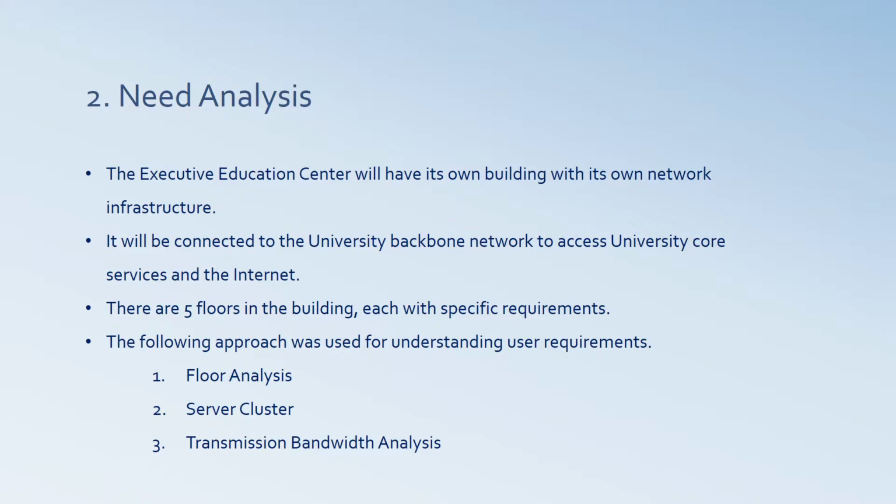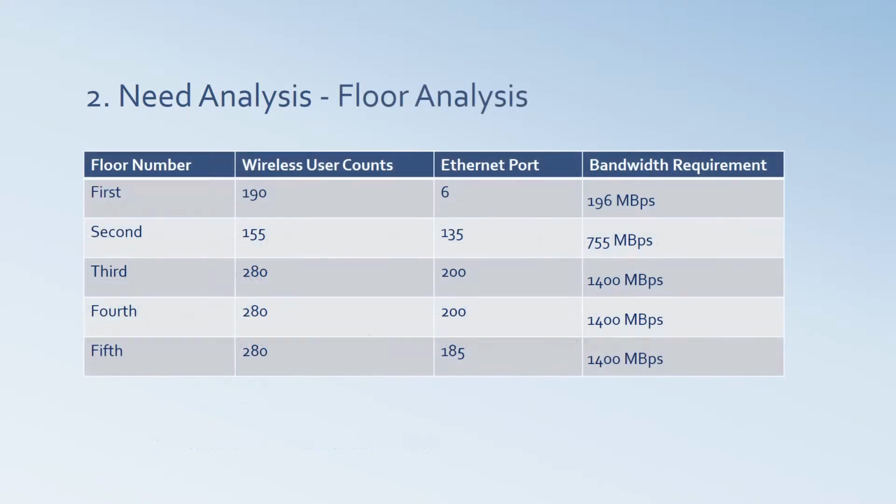As I mentioned earlier, there are 5 floors in the building with specific requirements for each floor. As we understand, the core for this particular building would be connected to the university backbone network, and that core would be using the university services and internet. The approach that we used for understanding our user requirements is floor analysis, server cluster, and transmission bandwidth analysis, wireless users and internet ports, depending upon the requirements that were given to us. And for each floor, we calculated the bandwidth requirement.